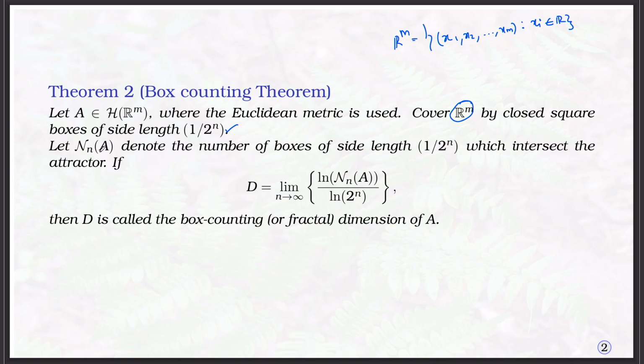Let N_n(A) denote the number of boxes of side length 1 by 2 power n. Usually, the number of boxes required to cover the object A with closed balls of size epsilon is denoted N(A, epsilon). Here the side length is 1 by 2 power n, therefore we use the notation N_n(A), which denotes the number of boxes of side length 1 by 2 power n which intersect the attractor.